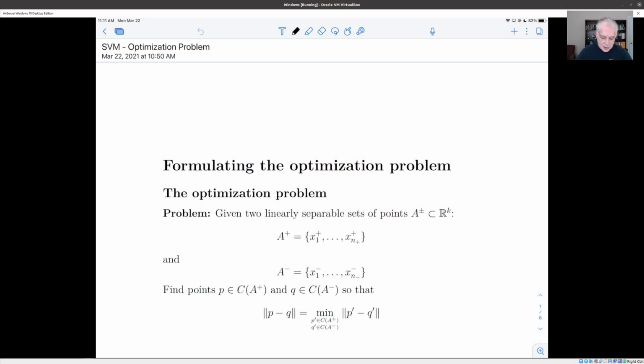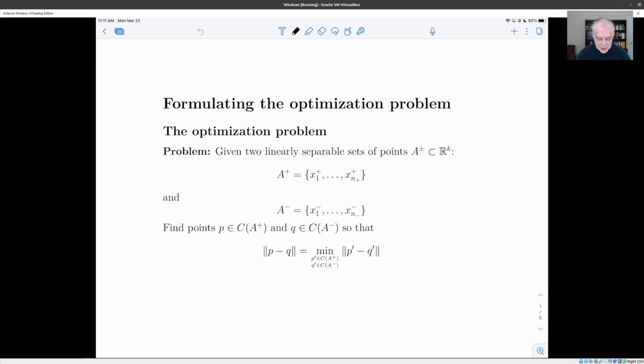Okay, so the optimization problem that we want to solve is the following. We're given two linearly separable sets of points, the plus points and the minus points, and they sit in a k-dimensional vector space. And we want to find points P and Q in their convex hulls so that the distance between those points is as close as possible.